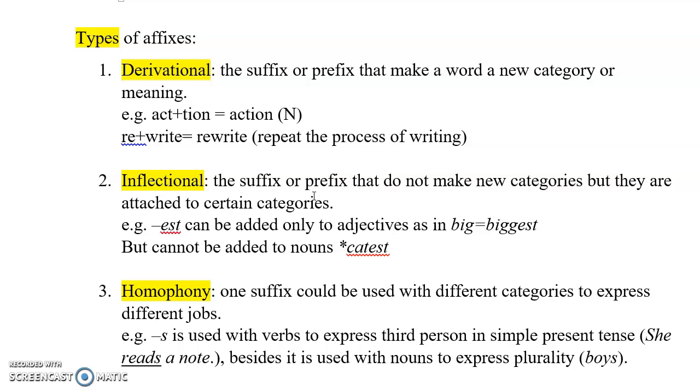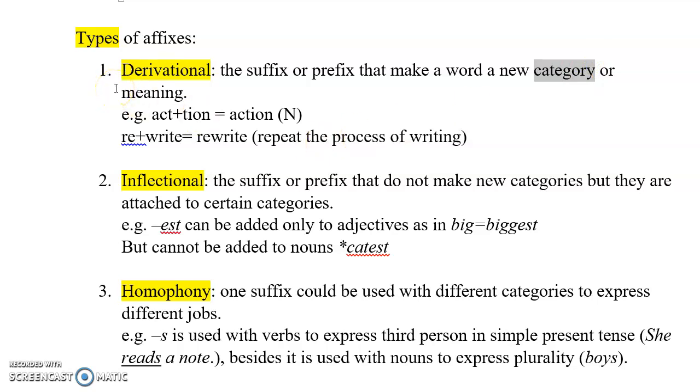Actually, some learners make a mistake when they think about the affixes, whether we're talking about prefix or suffix. They think that they are just classified into suffixes and prefixes, and they don't think about what is beyond that. Actually, once we look at the affixes, we have to think about them in three types. We have something called derivational, inflectional, and homophony. Now, for the derivational affixes, we mean the suffix or the prefix that makes a word a new category or meaning. What I mean by a category is a part of speech.